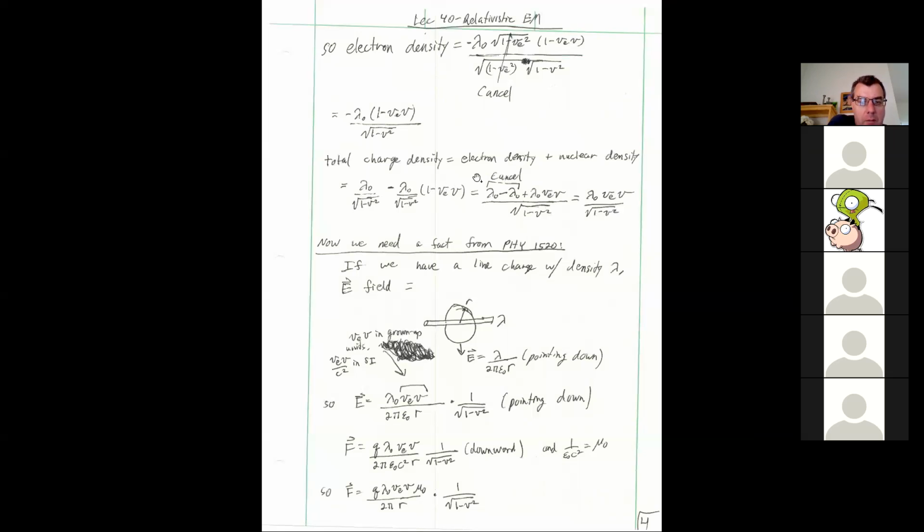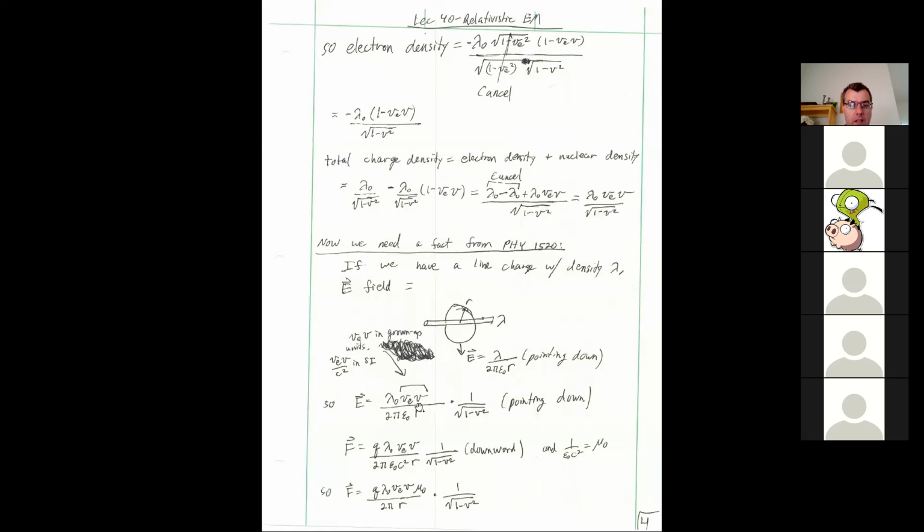And we get some cancellation, and we're left with this. Now, we've got a line charge, all right? There's a net charge in the frame of our test charge. This wire is charged. It also has a current, but the test charge doesn't see any magnetic forces because in that reference frame, its velocity is 0.